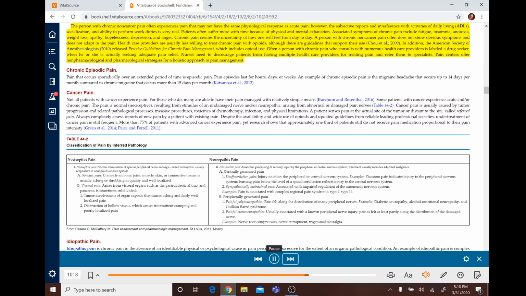includes opioid use. Often a person with chronic pain who consults with numerous healthcare providers is labeled a drug seeker, when he or she is actually seeking adequate pain relief. Nurses need to discourage patients from having multiple healthcare providers for treating pain and refer them to specialists. Pain centers offer non-pharmacological and pharmacological strategies for a holistic approach to pain management.